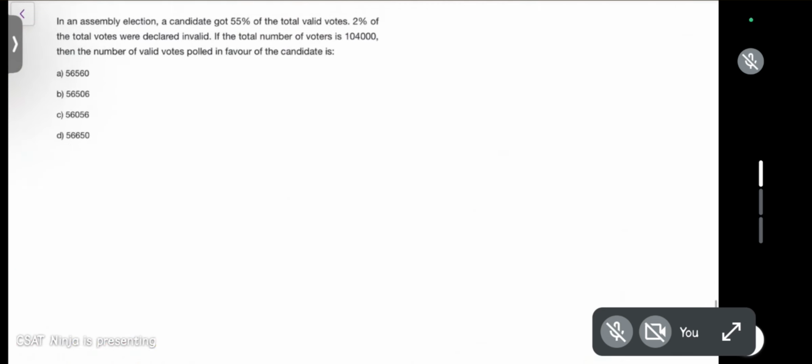In an election, a candidate got 55% of the total valid votes. Here there is a condition: 2% of the total votes were declared invalid. If the total number of voters is this one, the number of valid votes polled in favor of the candidate is.